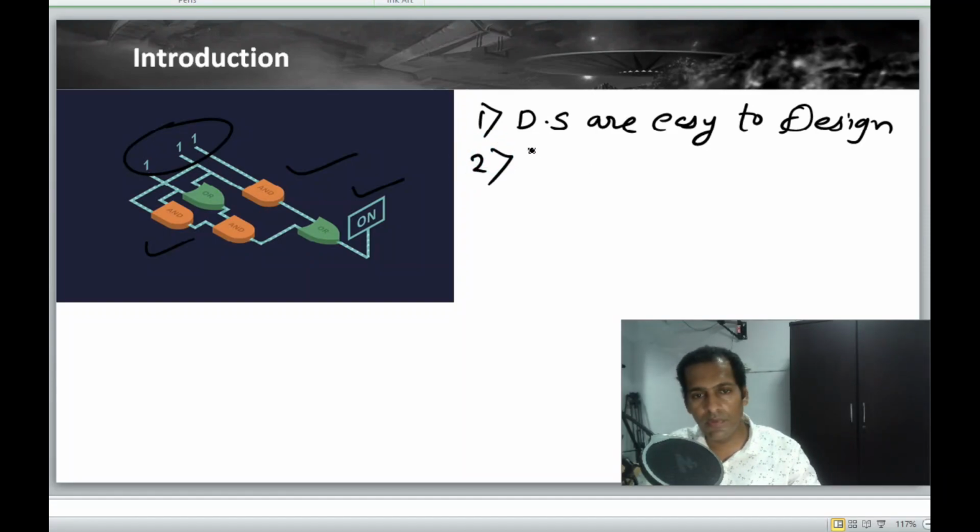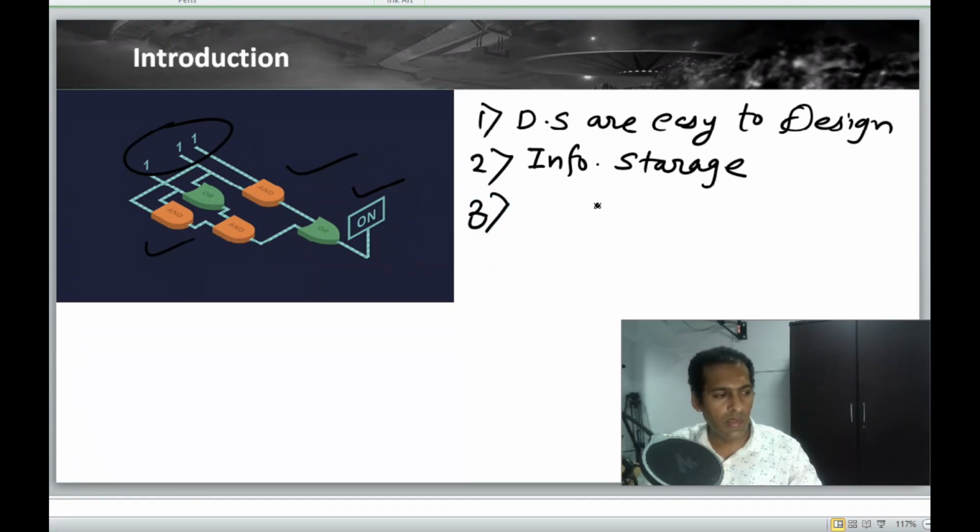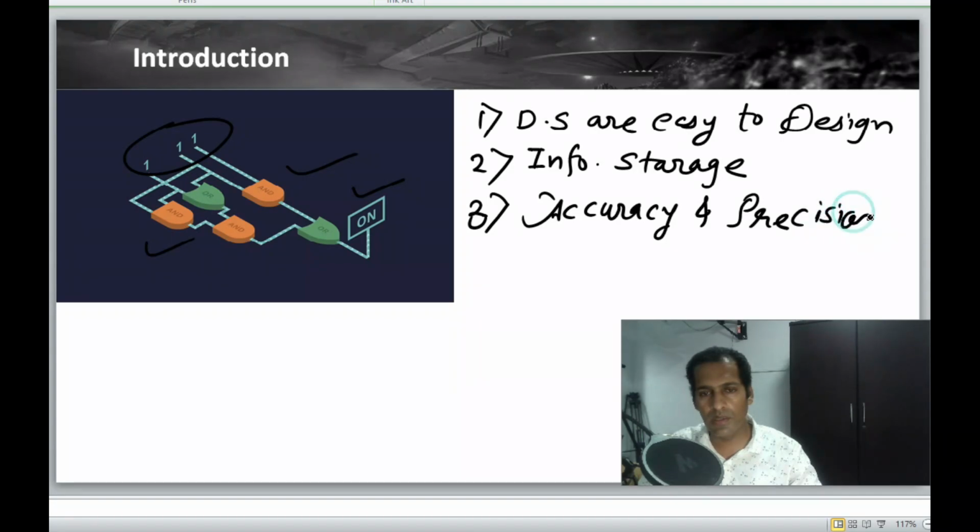Second, information is very easy to store. So information storage is easy. That is the second advantage we can say. Third advantage we can say is that the accuracy is very high compared to the analog system. As we have seen in the example of the analog watch and digital watch, the accuracy is very high, and precision is also greater. So precision and accuracy are high.